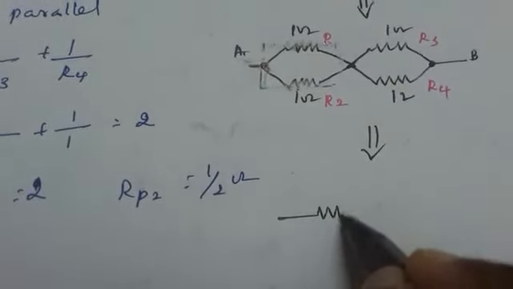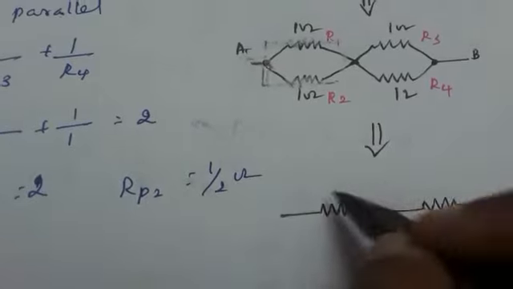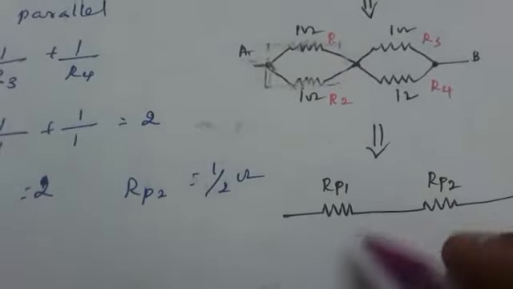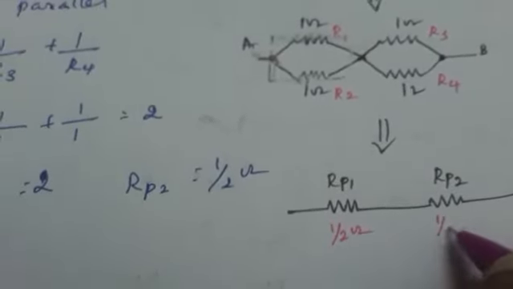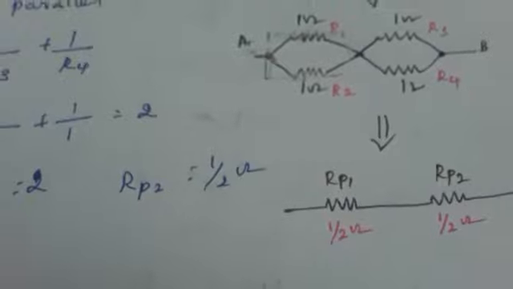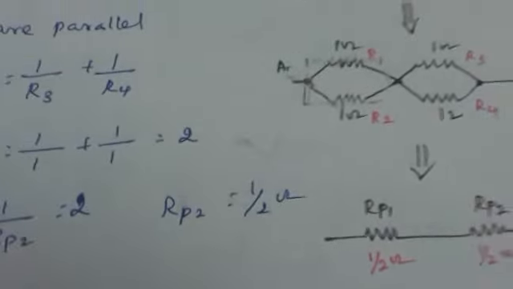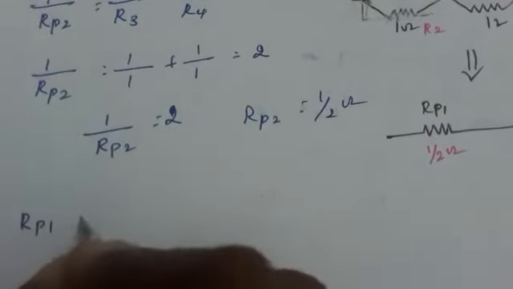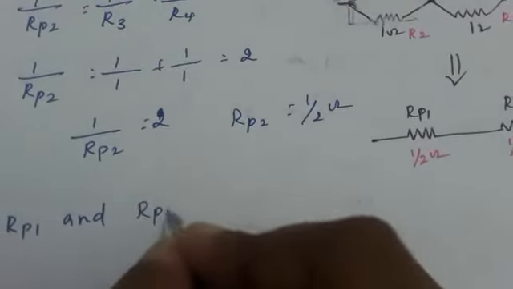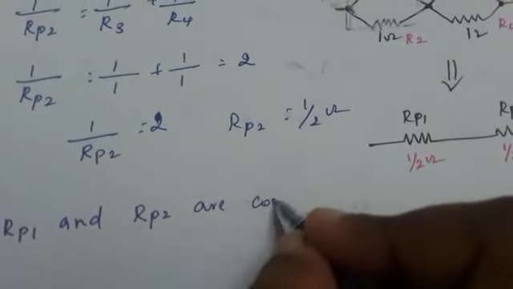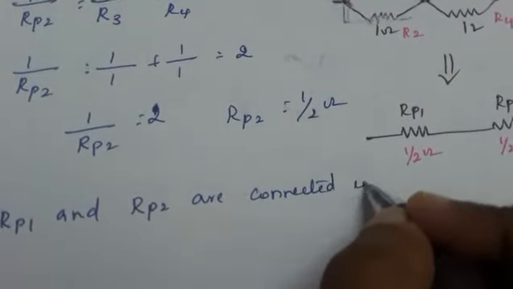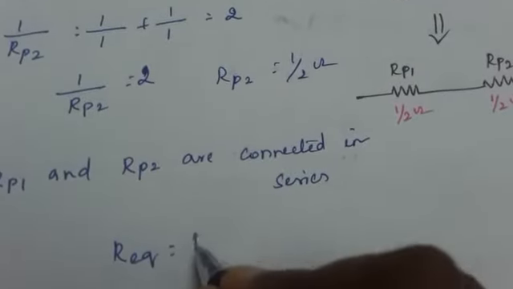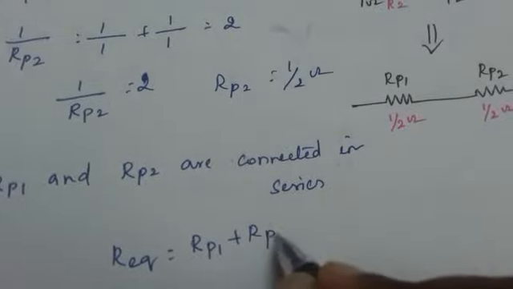So this is like this. This is RP1, this is RP2. So this is having what? 1 by 2 ohm. This is having what? 1 by 2 ohm. Now RP1 and RP2 are connected in series. So R equivalent is equal to RP1 plus RP2.